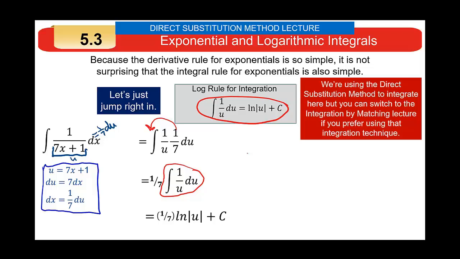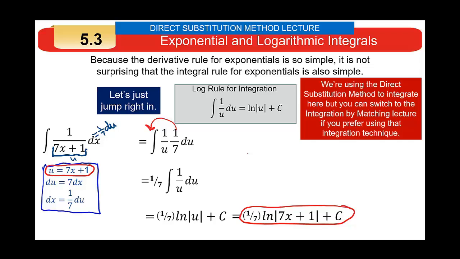And we're still not done because we artificially put the u into the problem. When we get to the end, we've done our integration, we have to take the u back out and put in whatever u is equal to, in this case 7x plus 1. And we have our solution. 1/7 times the natural log of the absolute value of the quantity 7x plus 1 plus a constant of integration.